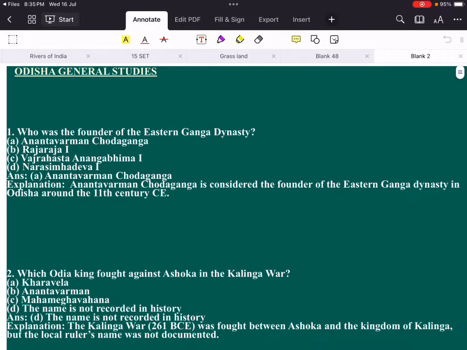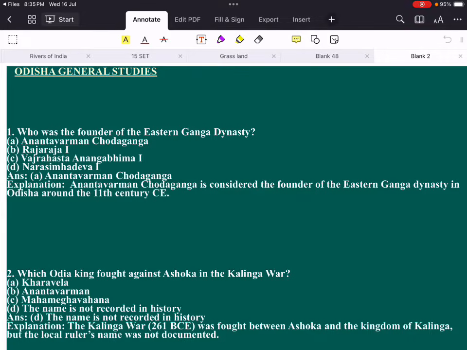Hello friends, today here we will discuss 500 MCQ of Odisha General Study. It will cover history, geography, Indian polity and Odisha economy. Okay, so let's begin the session.